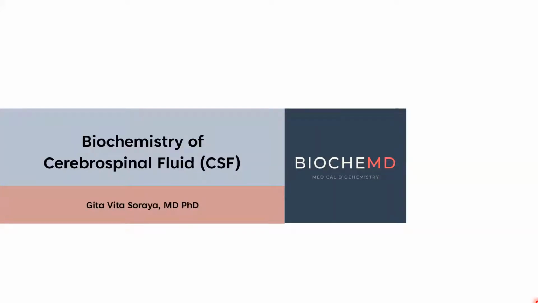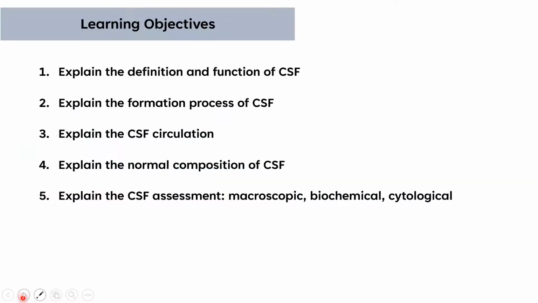In today's lecture, we'll be talking about the biochemistry of cerebrospinal fluid, or CSF. These are the learning objectives. So we'll first talk about what is the definition of CSF and what is it for. And then we'll talk about how it's formed and how it's produced, how does it circulate in the central nervous system, and what is the normal composition of CSF, and how exactly do we assess CSF, whether it is macroscopically, biochemically, or cytologically.